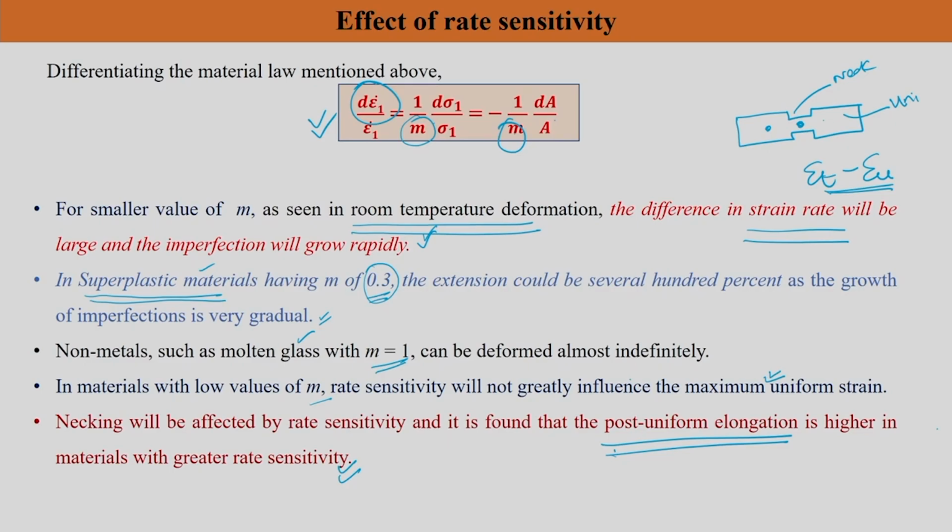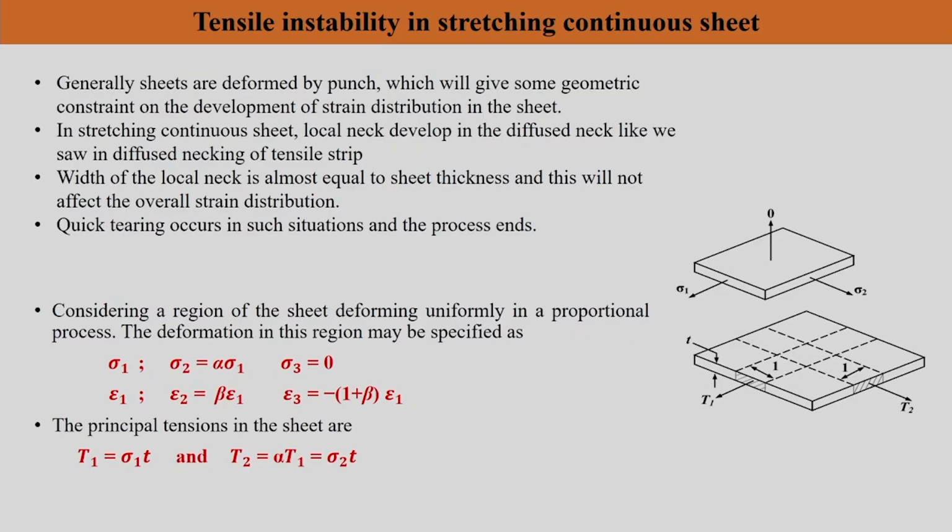Now the point here is that in the neck region your strain rate is going to be very large as compared to the outside region. So, one can develop theories based on that to predict your limit strains or instability strains. What we are going to discuss in this section is tensile instability in stretching a continuous sheet. When we say continuous sheet, it means, for example, a conventional sheet which is undergoing deformation through tools like a punch.